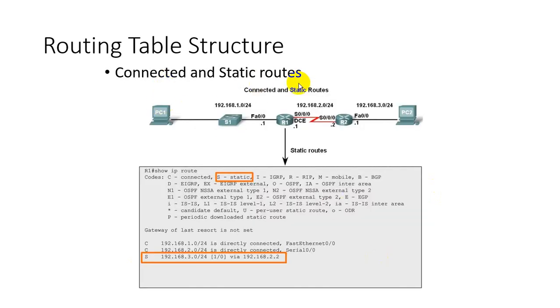Connected and static routes. So this is a directly connected network. This is a directly connected network. Whereas if this router wants to go to 3.0, we should issue the command with 192.168.2.0 as the destination address, through the exit interface of serial 0/0 or through the next-hop IP address of 192.168.2.2, which has been mentioned here as well.